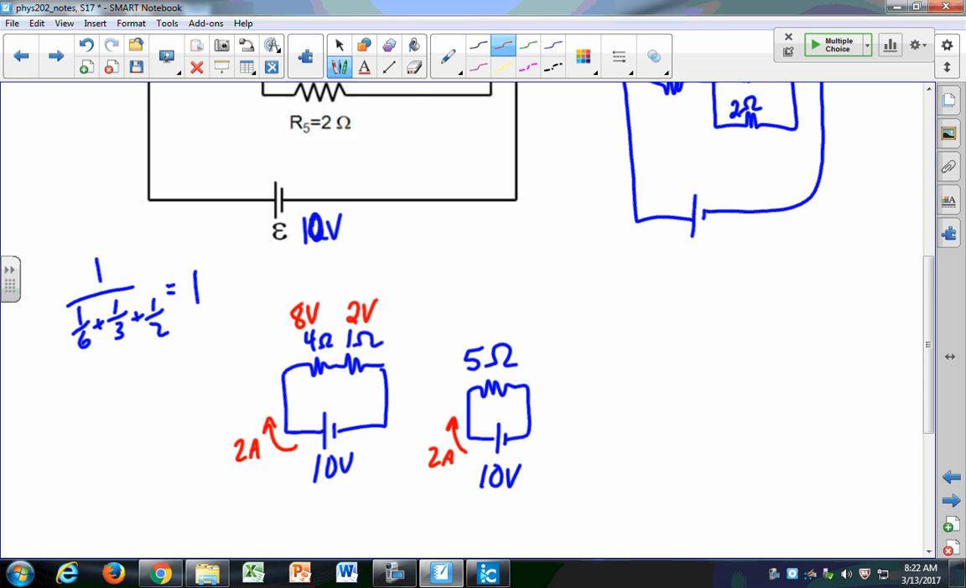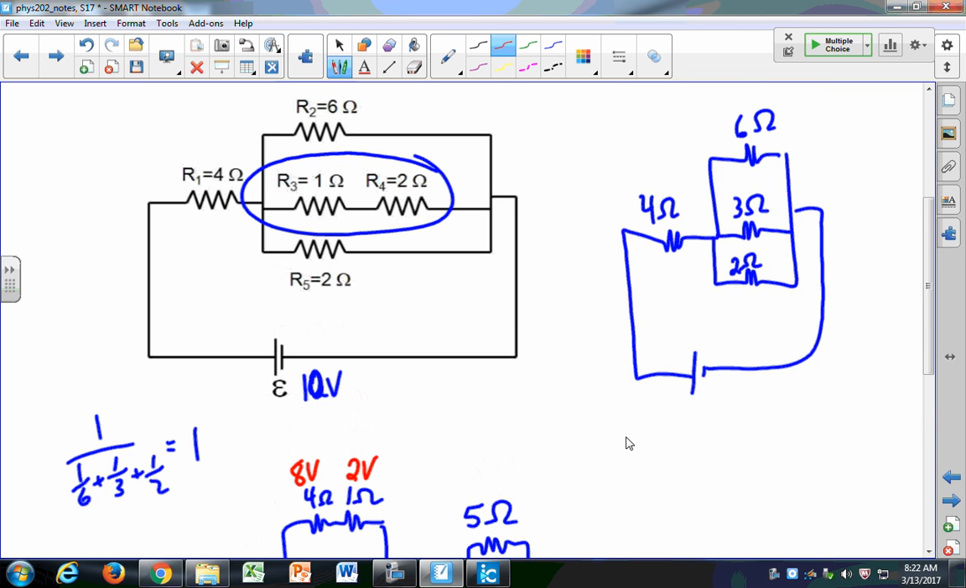Now I go back up here. I know I have 8 volts, 2 amps. If I have 2 volts across this 1 ohm resistor, that means I have 2 volts here, 2 volts here, and 2 volts here. So then I can calculate the current. I is equal to V over R. Since I know 2 of these quantities, I can find the current.